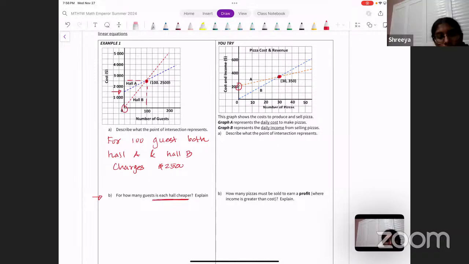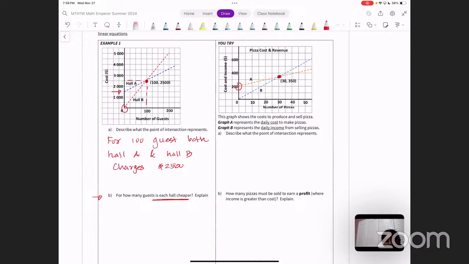Let me explain, guys. If you look at hall A, which is the blue dot, it is cheaper only after 100 guests, isn't it? Because the graph is sitting below the red curve. Did you guys see that? So hall A is cheaper after 100 guests. You can see that because hall A, the blue line, is underneath the red line only after 100 guests. Before that, the blue line is above the red line, isn't it?